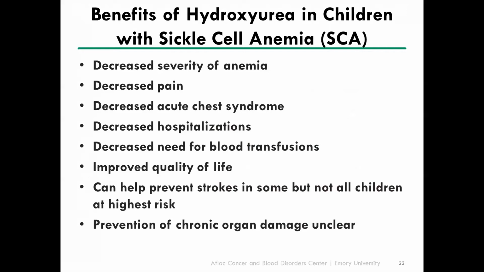One other very important question about hydroxyurea is, all of the things we've talked about so far are mostly about acute complications like pain, chest syndrome and stroke. What about chronic organ damage? Does hydroxyurea help to prevent the development of chronic organ damage over time? Certainly we are very optimistic that healthier red cells are going to lessen the development of chronic organ damage that's caused by those unhealthy red cells. But the extent to which this is a benefit of hydroxyurea is not yet clear.